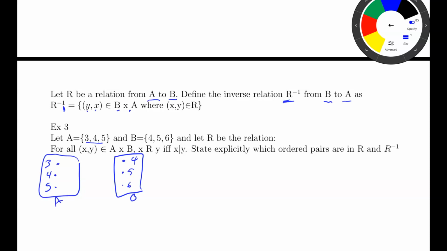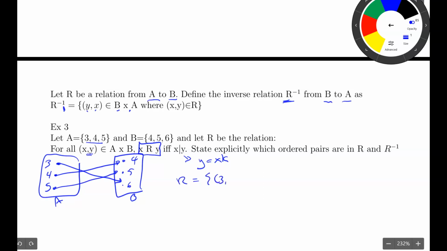Okay, so what's the relation? This is an ordered pair in the relation, or x is related to y, if and only if x divides y. So what does that mean? That y is equal to x times k, right? Okay, so let's think about this. So I see that 3 is related to 6, right? And I see 4 is related to 4, and 5 is related to 5. Okay, so ordered pairs in the relation would be 3, 6, 4, 4, and 5, 5.